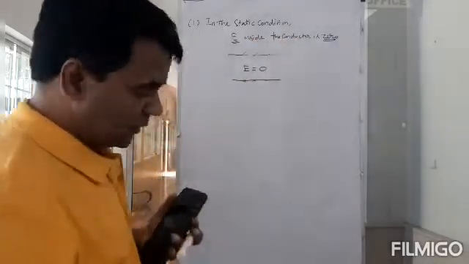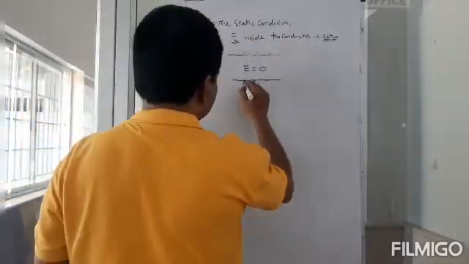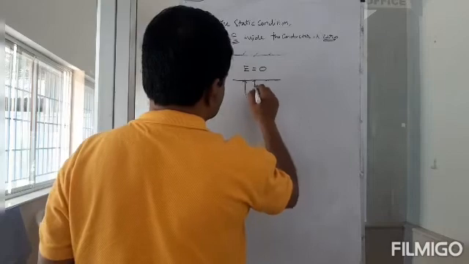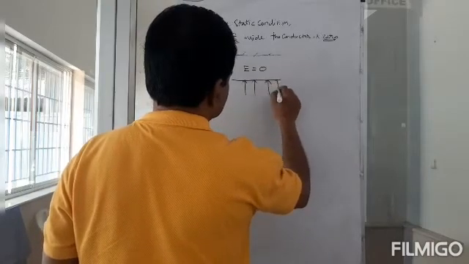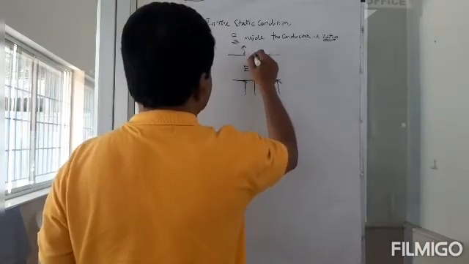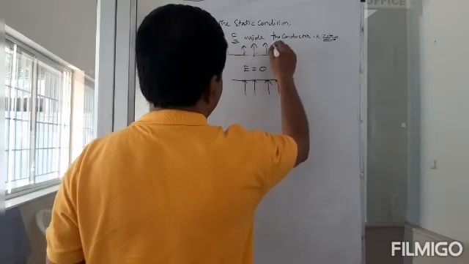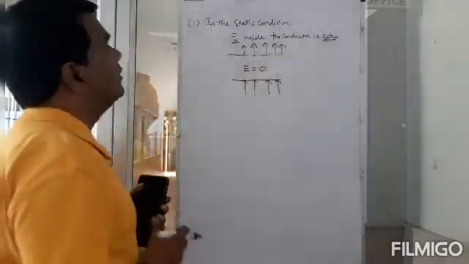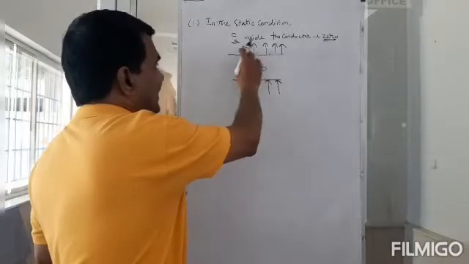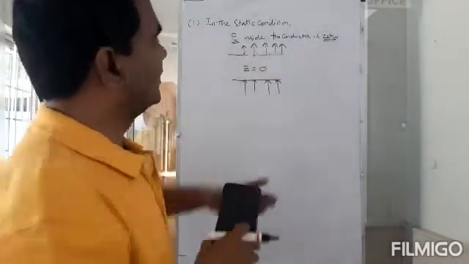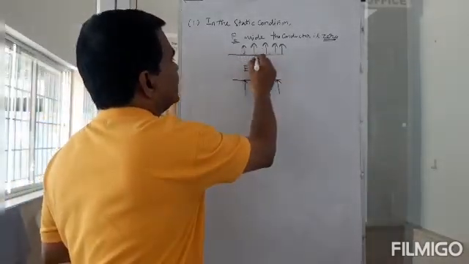So it could be like this. There could be an electric field like this, like this, like this. But inside, the electric field is actually 0.